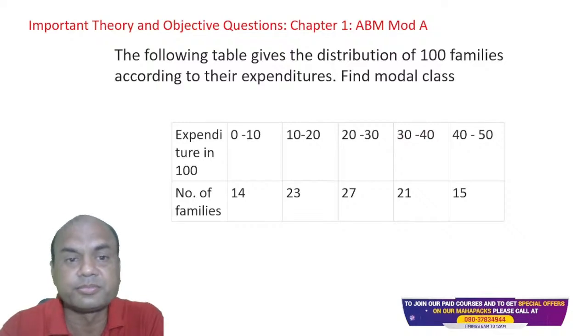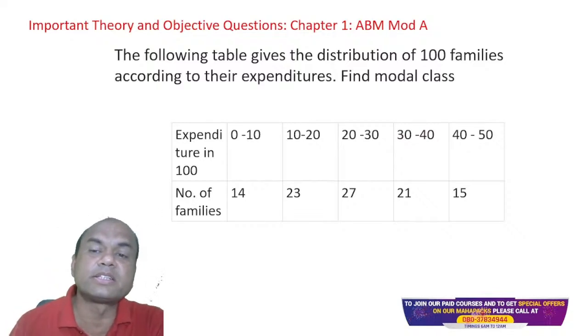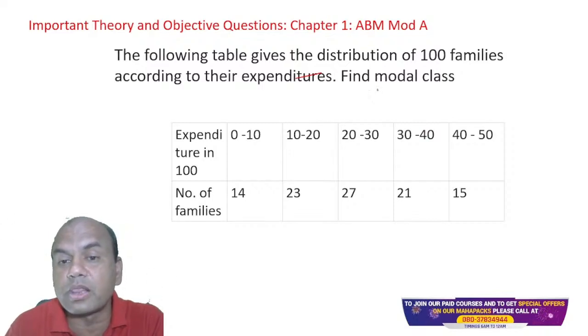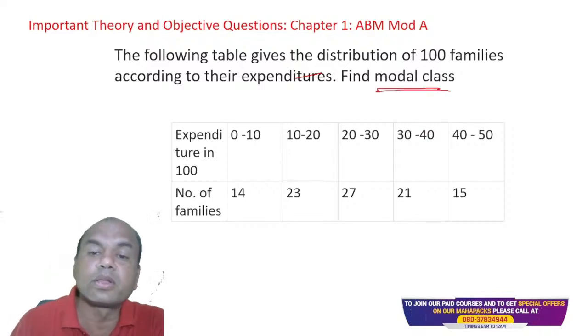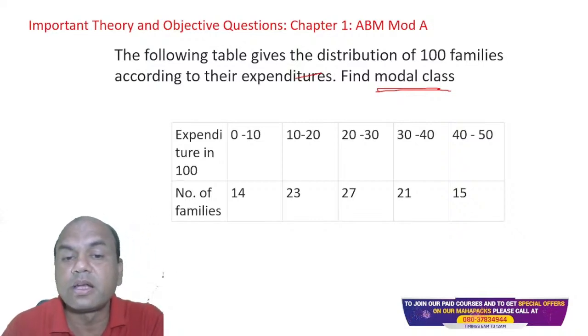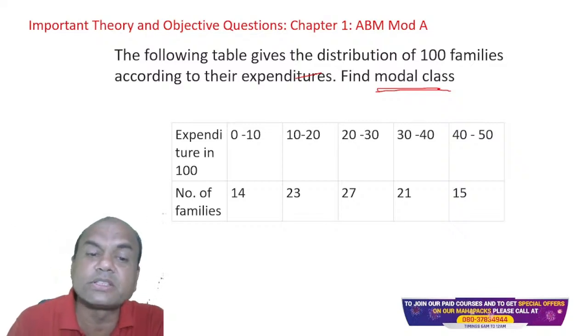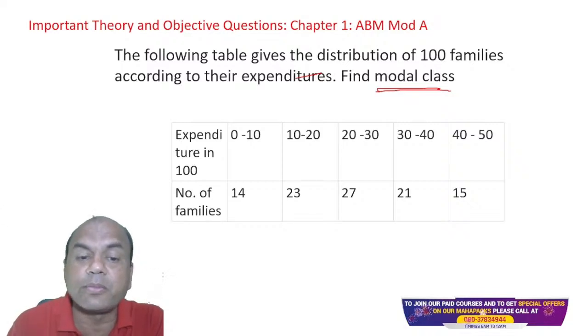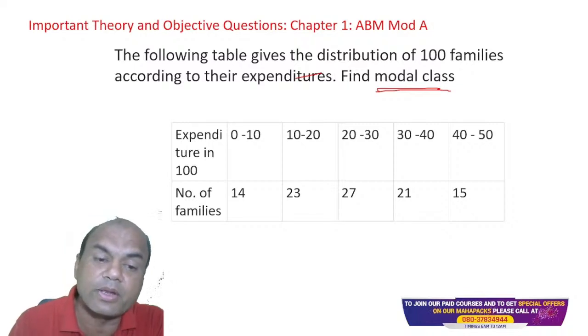The following table gives the distribution of 100 families according to their expenditures. Find the modal class. We want the mode over here. This is the expenditure: 0 to 10, 10 to 20, 20 to 30, and so on. And this is the number of families. So which is the frequency over here? Tell me, which is the frequency? Number of families means how many families have the expenditure in each range. So this becomes the frequency.